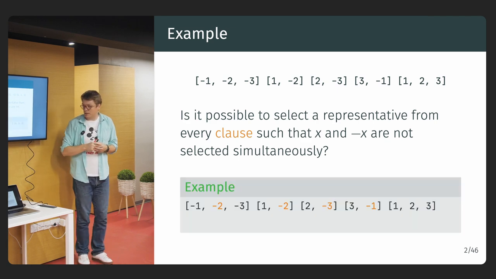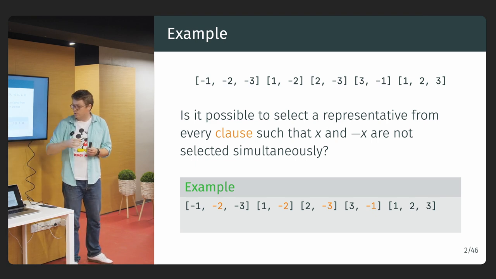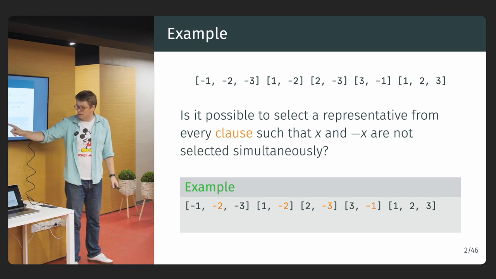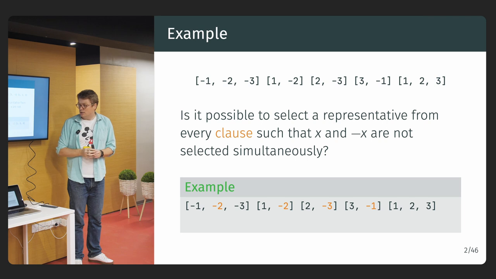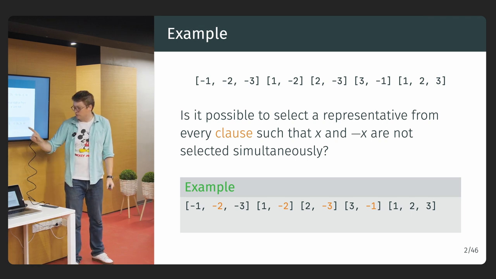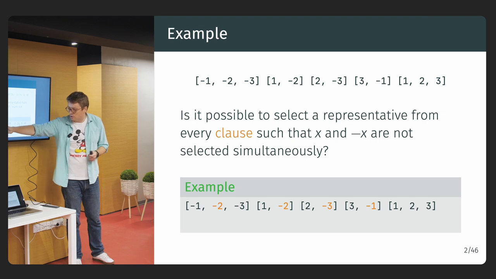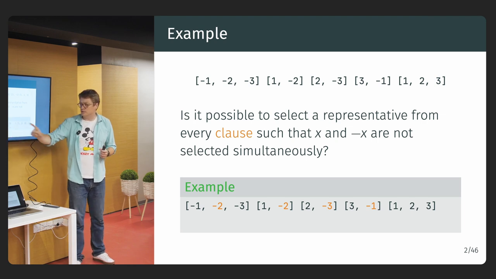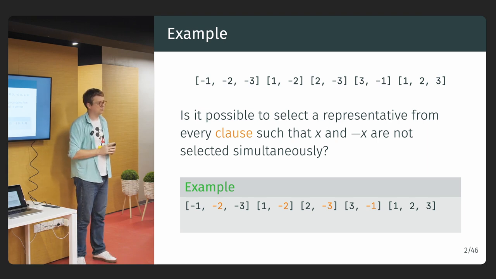For example, we can try to select minus 2 from the first clause, then minus 2 from the second clause, minus 3 from the third clause, minus 1 from the fourth clause, and then we cannot select anything from the last clause because we already selected minus 1, minus 2, and minus 3. So at least this particular choice of signs for 1, 2, and 3 doesn't work. It does not satisfy this formula.